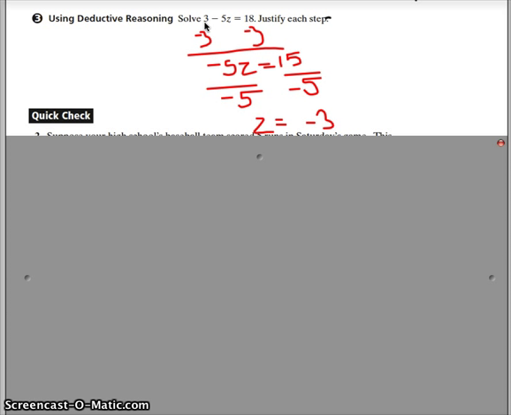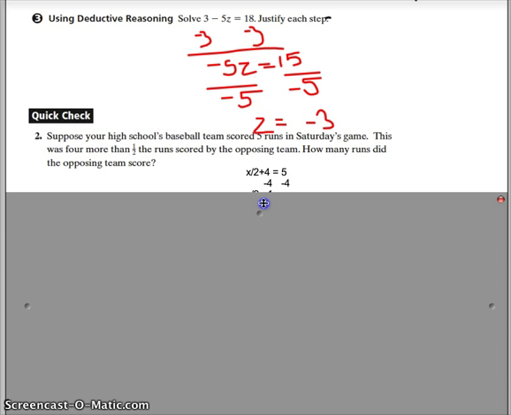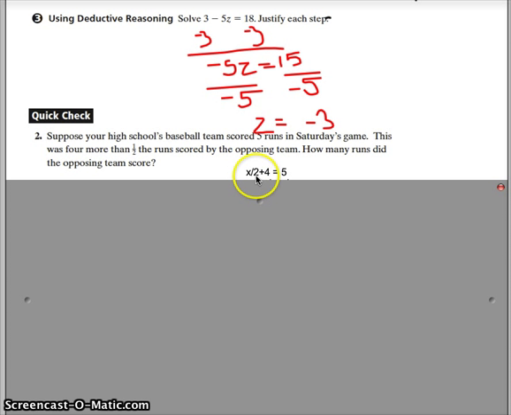Again, we've got 2 more quick check problems here. You can pause, try the problems, and then turn this back on when you want to check your answer. Here is my equation. X divided by 2, because this was 4 more than half the runs scored by the opposing team. So your high school baseball team scored 5 runs. This was 4 more than half the runs scored by the opposing team. How many did the opposing team score?